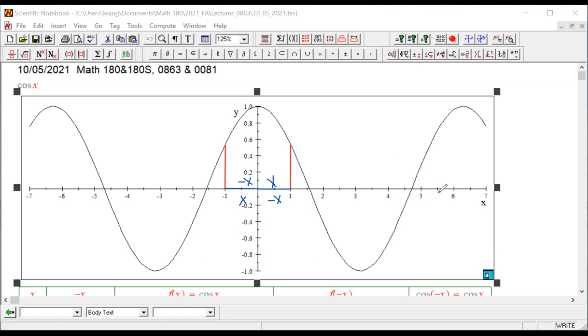You follow me? So the table you did yesterday is to see that, not only from the unit circle, but also from the curve. In fact, the cosine curve is symmetrical with respect to the y-axis. Are we good? Yes?